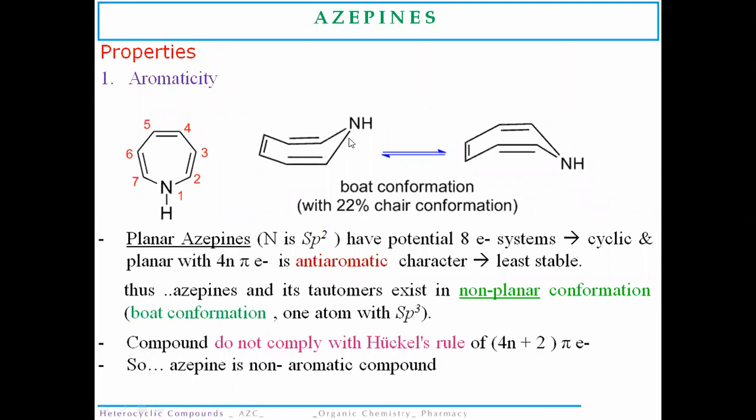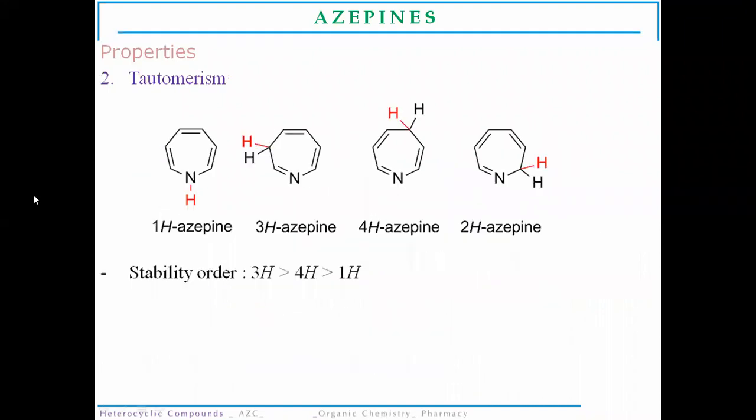So these two are the tautomeric conformations of the azepine molecule. In the non-planar boat conformation, one of the atoms is sp3 hybridized, that's why it is least stable. The compound does not comply; already we have discussed that it is not going to obey the 4n plus 2 rule. It will obey the 4n pi electron rule. That's why azepine is non-aromatic, that is anti-aromatic in nature.